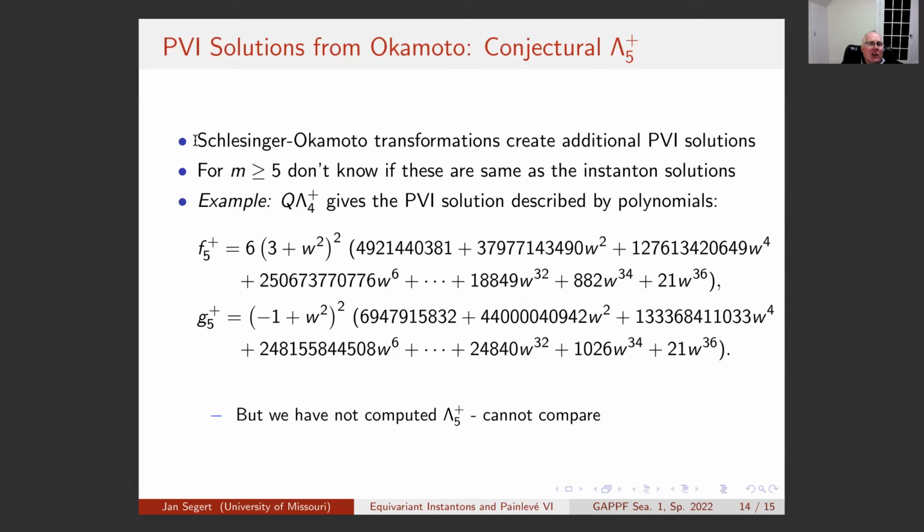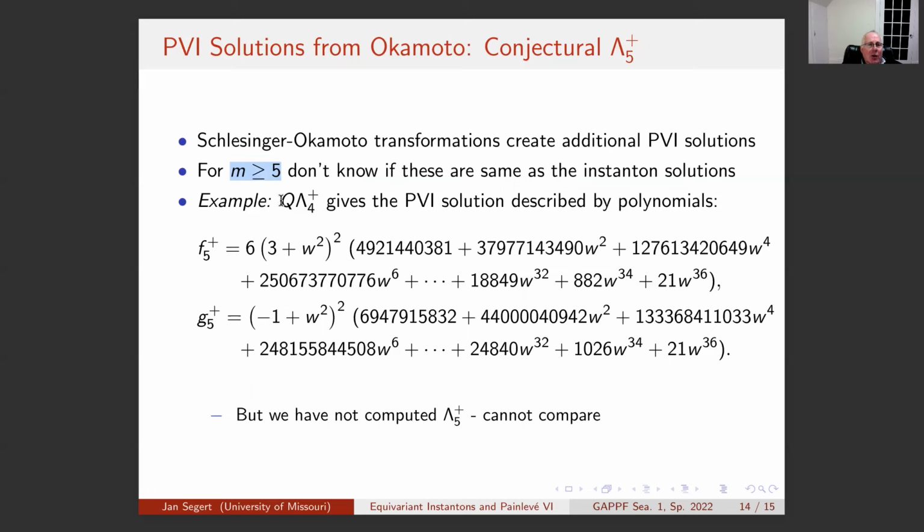So a couple comments on this. From the Schlesinger-Okamoto transformations, I checked for up to 4 that these transformations relate between them. If you go past 4, the Schlesinger-Okamoto transformations still create new additional solutions of Painlevé, but what I don't know is if these correspond to m greater than 5. Since I haven't computed the instanton solutions, I don't know if these new solutions are the same as the instanton solutions. I expect they are. They were up to m equals 4.